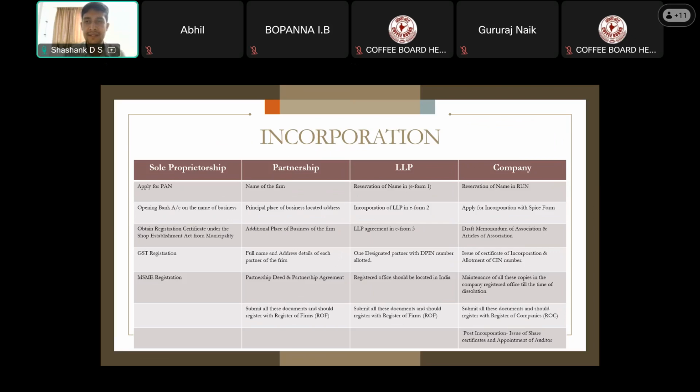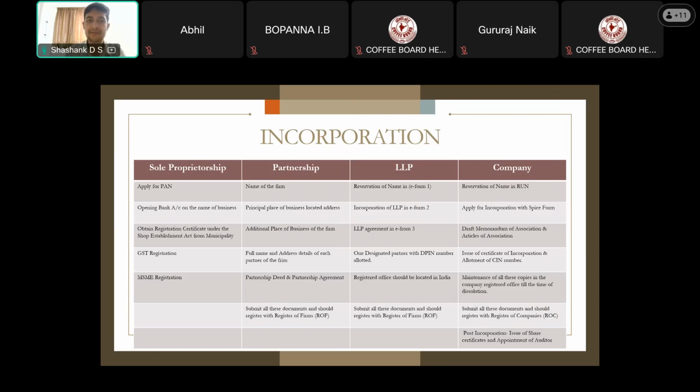MSME registration is a relatively simple and very straightforward registration, which will give certain benefits when we access funding from banks in terms of concessional rating. There are also new amendments in the Income Tax Act where, if someone is registered under MSME, the payments to MSMEs from their customers need to be honored within 45 days. Else, their payments to these MSMEs will be disallowed and they need to pay tax on that. So it is a very big move by the government to safeguard MSMEs.